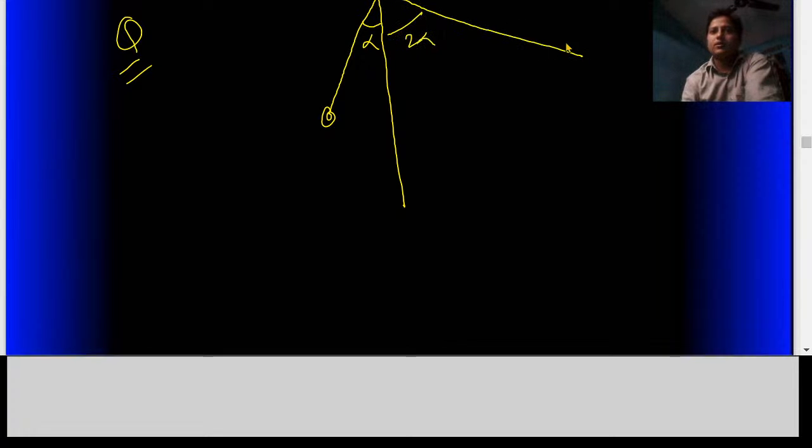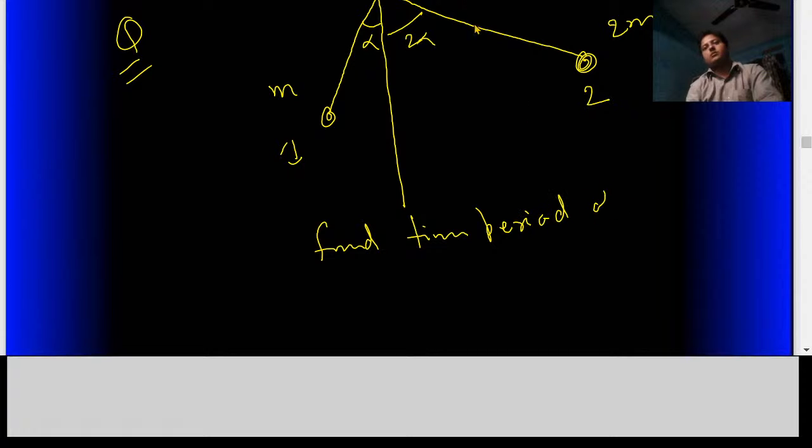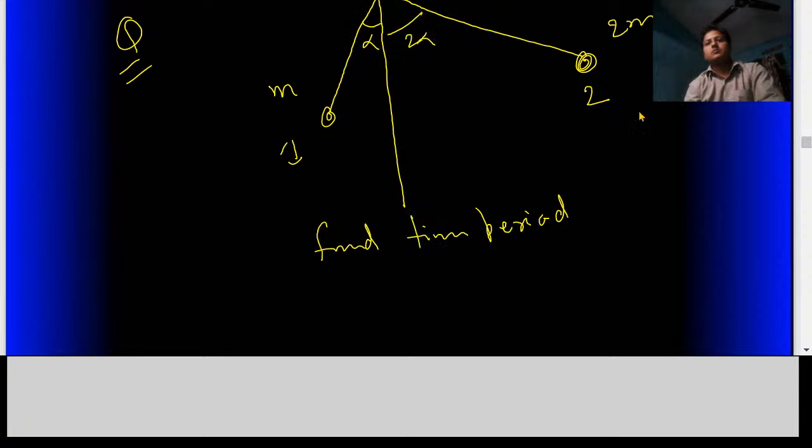Suppose in the next part, this angle is alpha and this angle is 2 alpha. And there are two bodies of masses m and 2m. This one is our first bob, this one is our second bob. Find the time period of each pendulum.